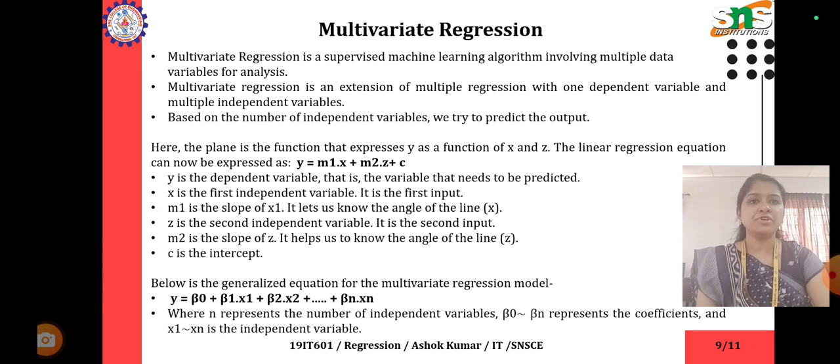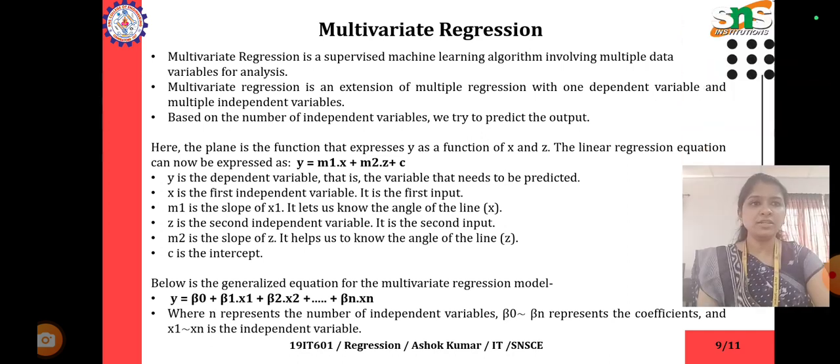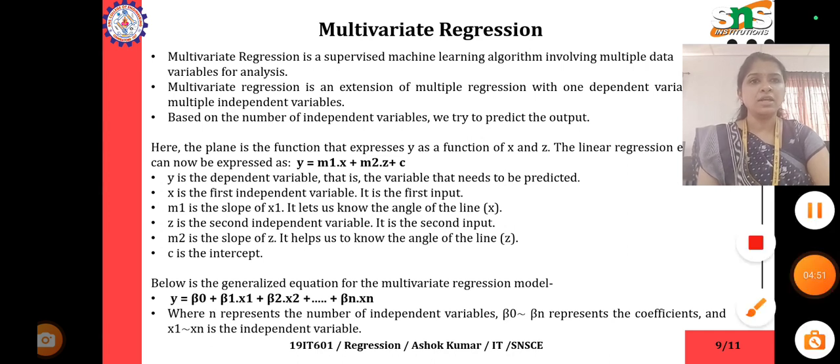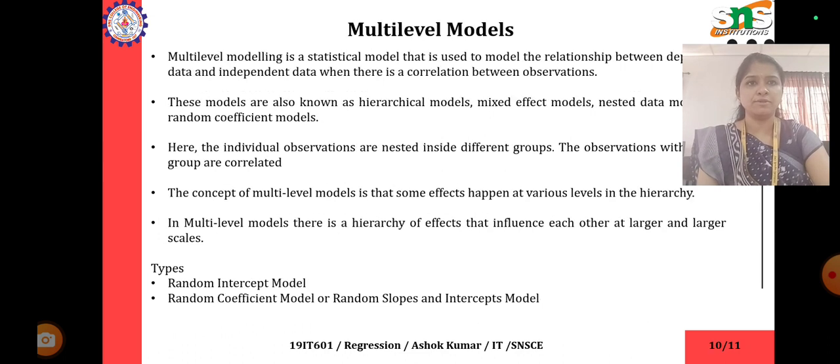Here the plane is the function that expresses y as a function of x and z, so the linear regression equation can now be expressed as y is equal to m1x plus m2z plus c, where y is the dependent variable, that is the variable that needs to be predicted, x is the first independent variable and it is the first input, m1 is the slope of x1 and lets us know the angle of the line, and z is the second independent variable.